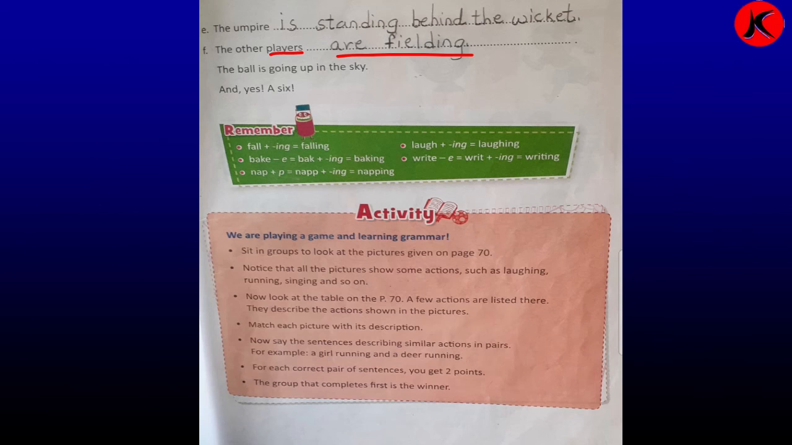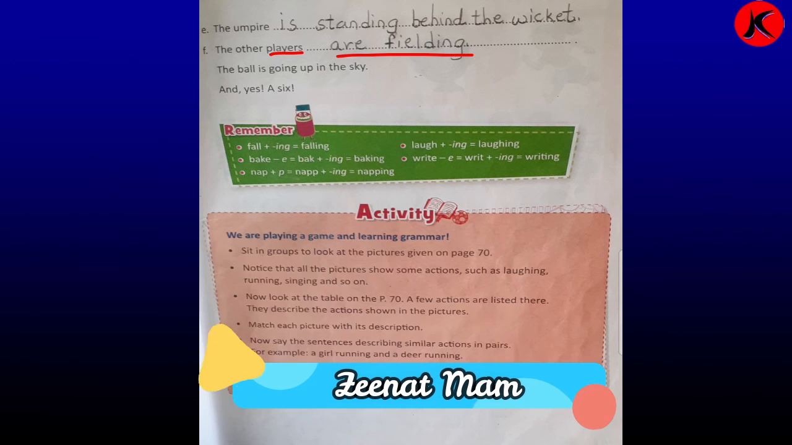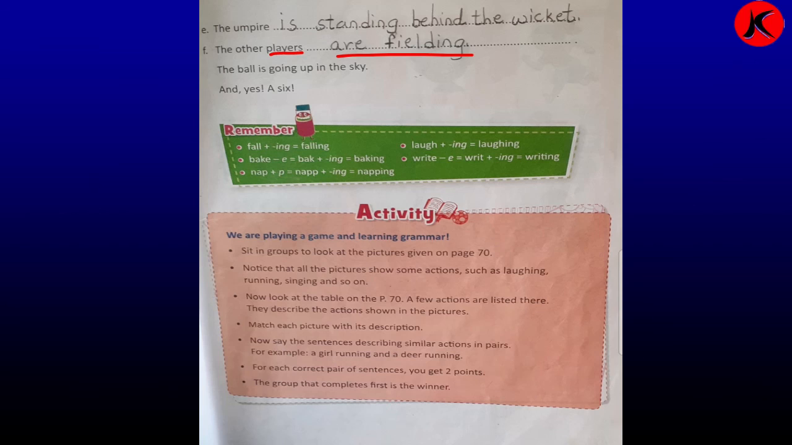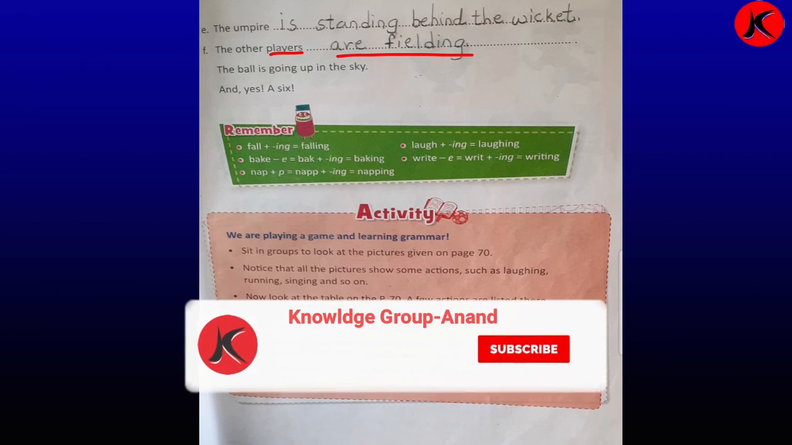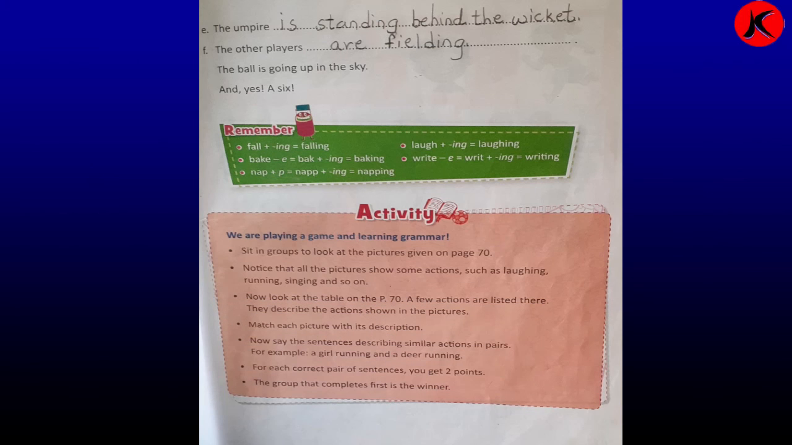The ball is going up in the sky. The batting is done so hard that the ball is flying up in the sky. And yes, a 6. And when the ball goes into the sky, we call it a 6 in a cricket match. So dear children, I hope you have understood this exercise. Complete this work in your grammar textbook with neat and good handwriting.